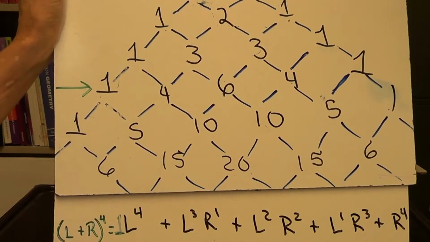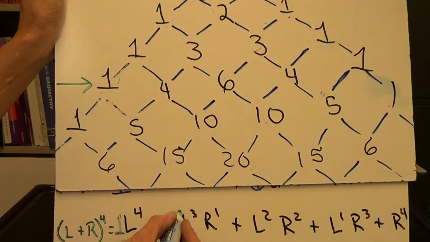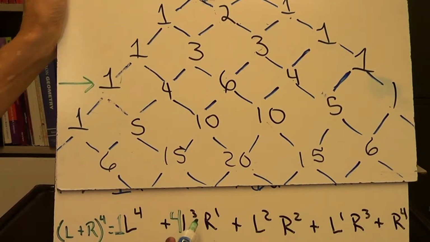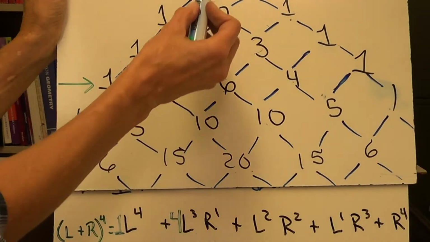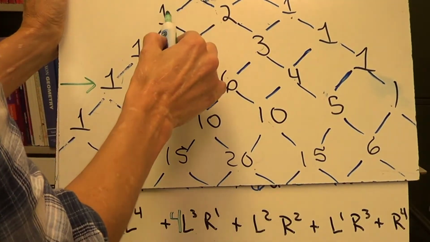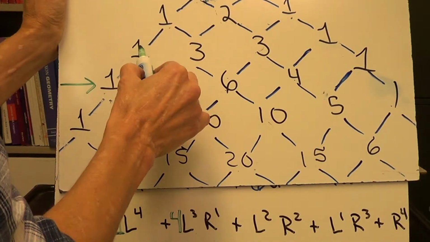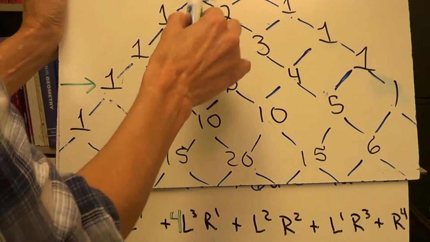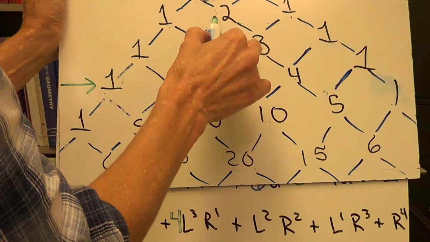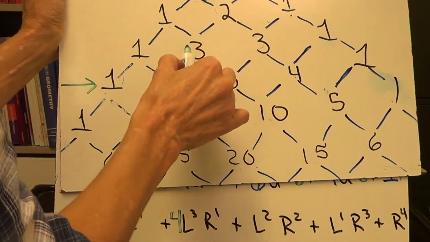There's the 1. Now, here, there happens to be 4 routes. All 4 have to do with 3 lefts and 1 right. So we could go, looking at it, 1, 2, 3. Think this over. 1, 2. There's a 1 right. 3, 4.